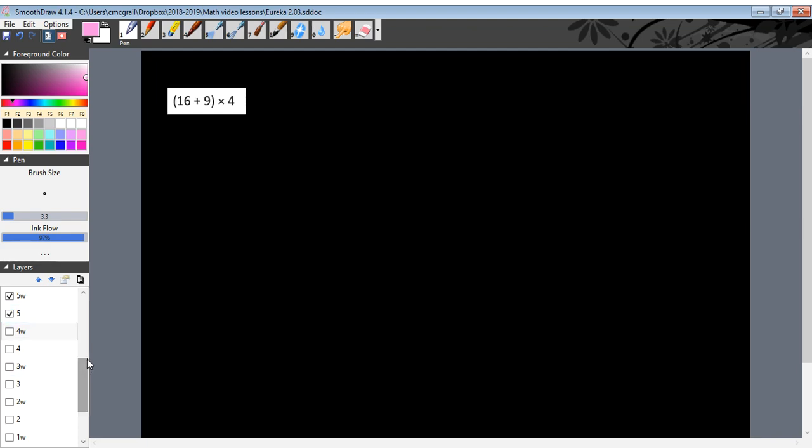One more. So this says 16 plus 9 with parentheses times 4. So I need to figure out a way to clump these together. How do you say the answer to an addition problem? You say it with sum. So I would say the sum of, and let's pick red. I would say the sum of, please write this with me, the sum of 16 and 9.